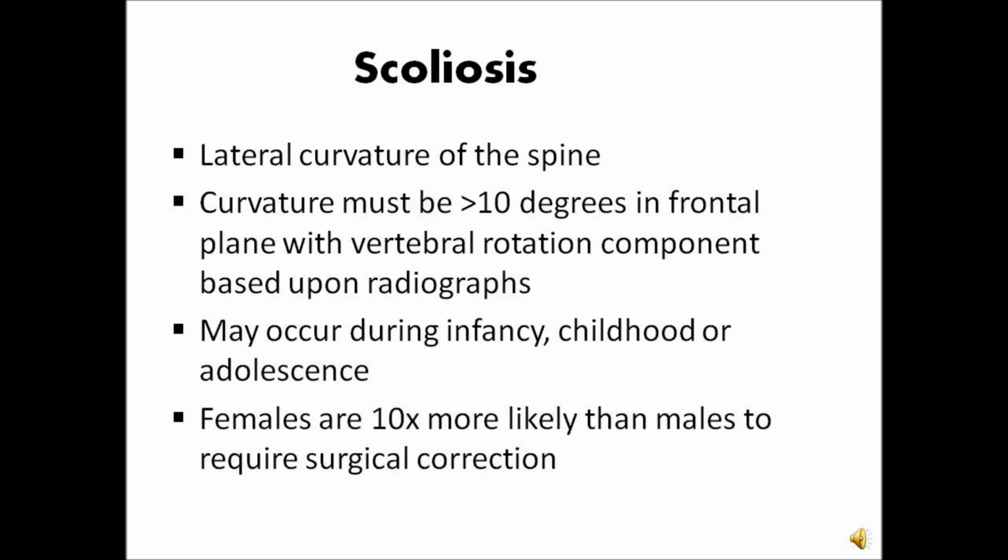Scoliosis, by definition, is a lateral curvature of the spine. Curvature must be greater than 10 degrees in the frontal plane with a vertebral component that's seen upon X-rays. Scoliosis may occur during infancy, childhood, or adolescence, and females are 10 times more likely than males to require surgical correction.